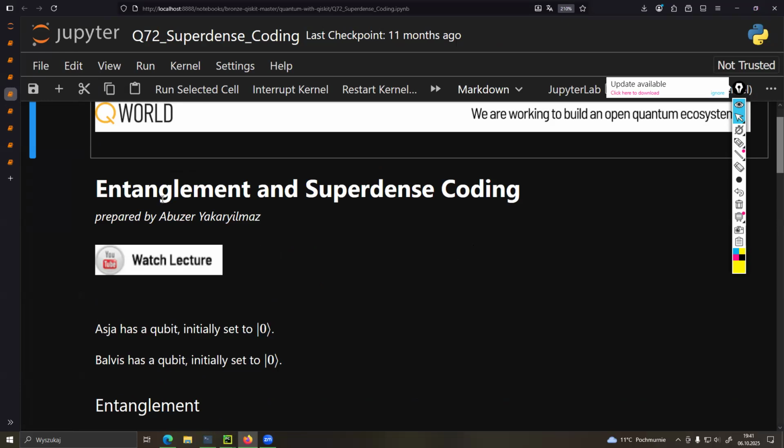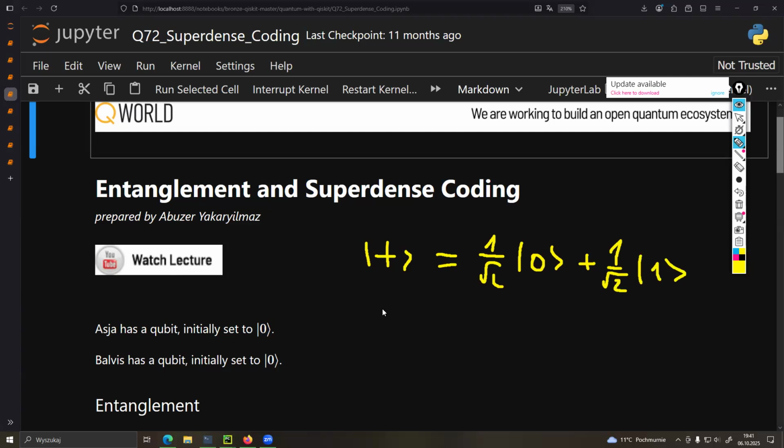So what is superdense coding? About entanglement, we have already said some things, right? So for example, we have a state that we already know. This is a ket plus, right? It is a state that represents pretty much this qubit, right? And there are more states, but let's stay with this one for now.